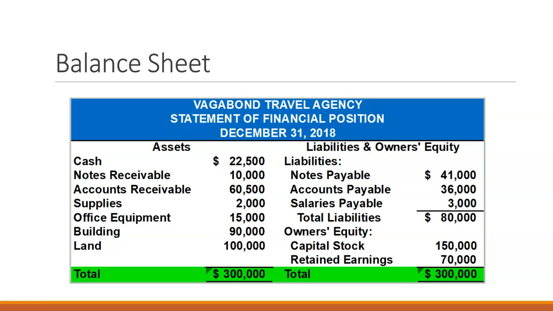So this is an example of a balance sheet with assets on one side and liabilities and owner's equity on the other side. Another way that a balance sheet or a statement of financial position can be made is with the liabilities and owner's equity underneath assets, so it's all in one line. They do not have to be side by side. It can be stacked all in one column.